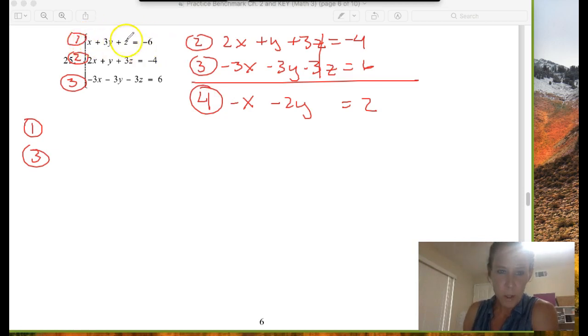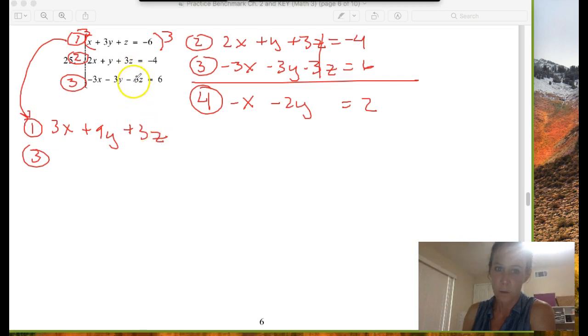The problem with equation 1 is it won't fall out with equation 3 right away unless I multiply equation 1 by 3 on both sides. So I'm going to write new equation 1 here. 3 times x is 3x. 3 times 3y will be plus 9y. 3 times z will be plus 3z. That's what I want because it will fall out with this. And then 3 times negative 6 will be negative 18. All right, so that's new equation 1. And equation 3, I'm just going to leave it alone because it has everything I need to make the z's fall out.